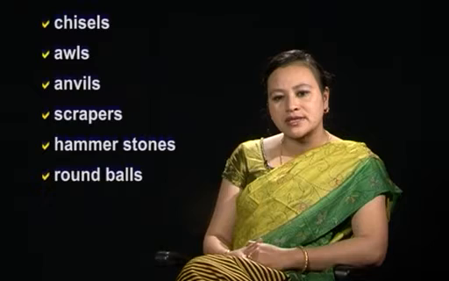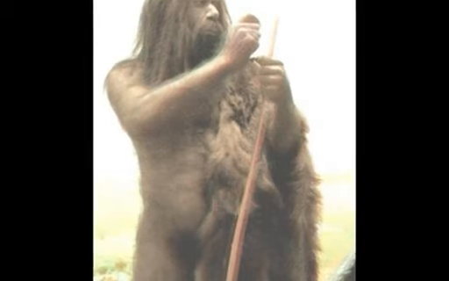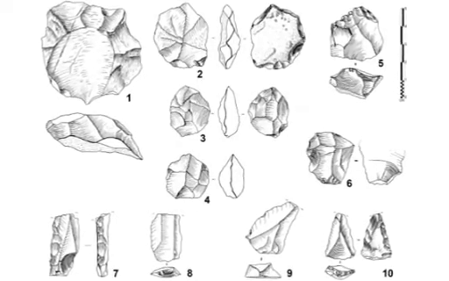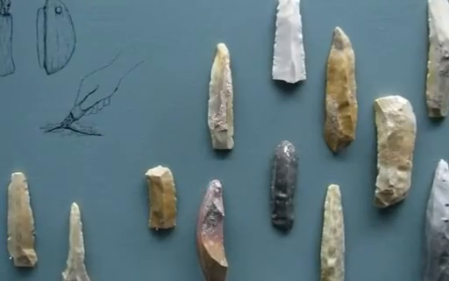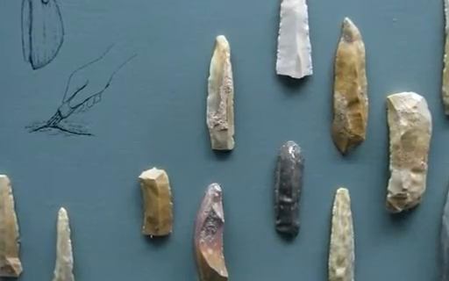In all, 18 different types of implements have been discovered for the Acheulean industry, including chisels, awls, anvils, scrapers, hammerstones, and round balls. The Acheulean industry was followed by the Mousterian, a flake tool rather than core tool industry associated with Neanderthal people and others living north of the Sahara and eastward to Asia. In addition to the Mousterian industry, two other distinct industries were found in Africa, south of the Sahara, the Fauresmith and the Sangoan. In these, the flake tool was improved to become a blade.